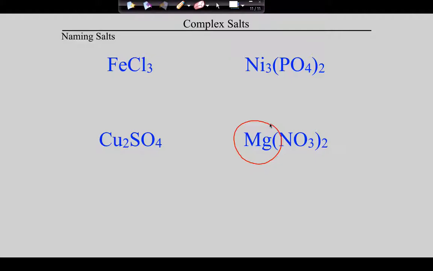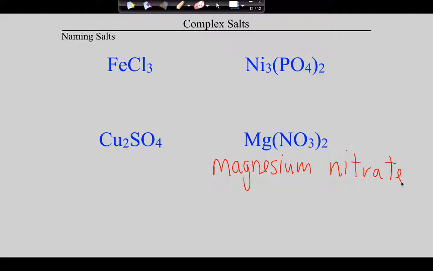It's +2. And because magnesium can only have 1 charge, we just name this magnesium, and then NO3 is nitrate, and this salt is magnesium nitrate. That's all there is to it. If it can only have 1 charge, name the salt, no Roman numerals. Okay, so there you have it.